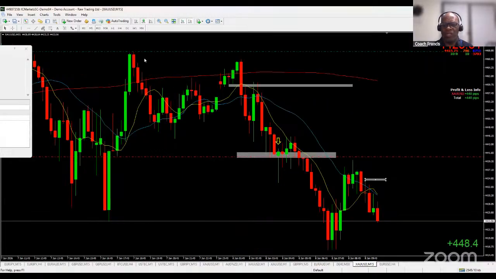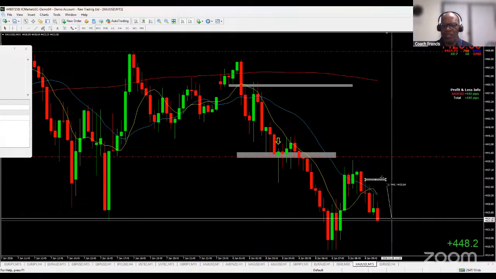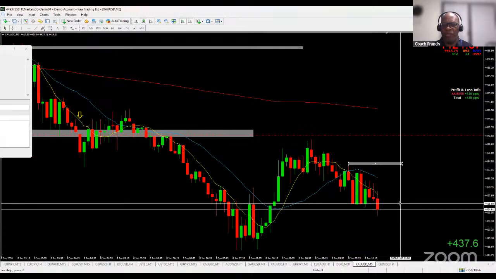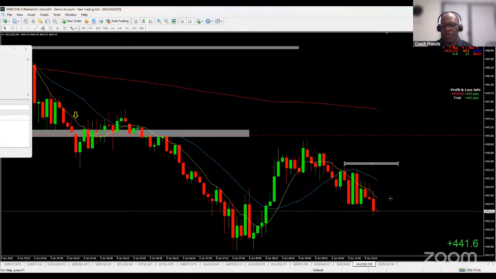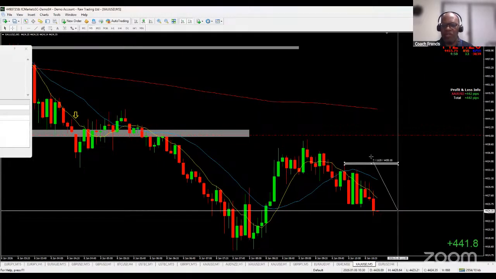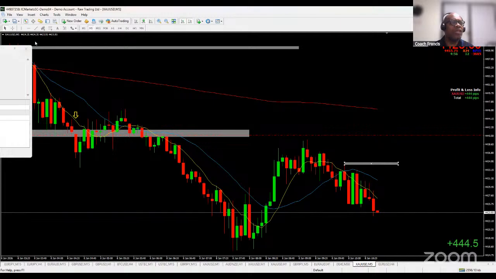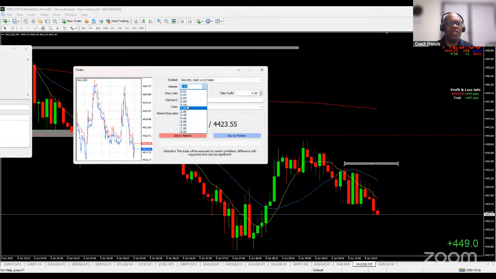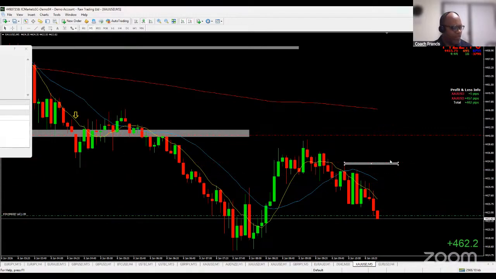So let's see. If we enter here now, stop loss is going to be there. Let's sell gold. I'm selling gold now, guys. Sell gold. Sell gold. Have the stop loss there. Okay, I'm going to sell it across my account.